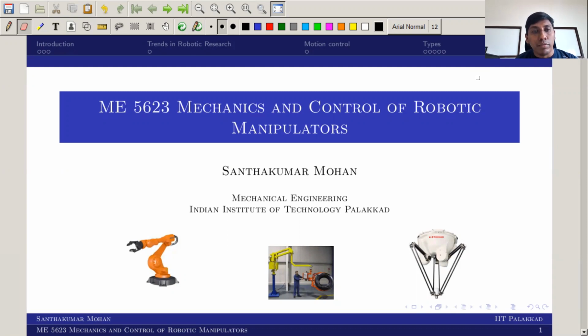So far what we have covered, we have talked about kinematics and dynamics, and we have seen what is forward dynamics and what is inverse dynamics. Before that we have seen what a geometric model is, how to find a forward kinematic model and a forward differential kinematic model and so on.